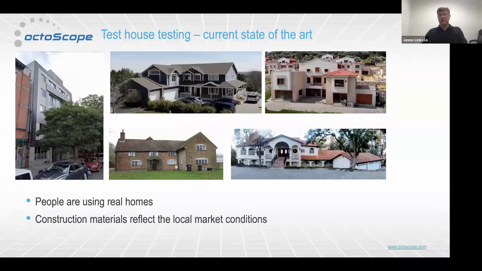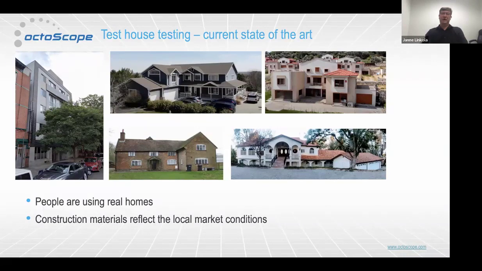Here's some pictures from the material that we were able to find. This is all publicly available. I'm not disclosing anything that anybody couldn't find themselves. And I suppose the first observation is that people are indeed using real homes. What's interesting is the recommendation on wood frame buildings is not strictly followed. We see clearly brick buildings and buildings made out of concrete in this sample.